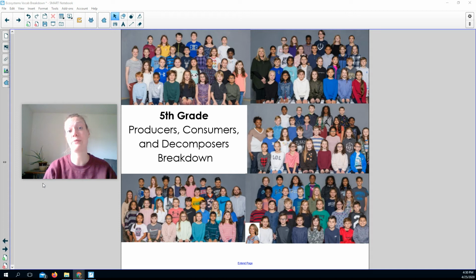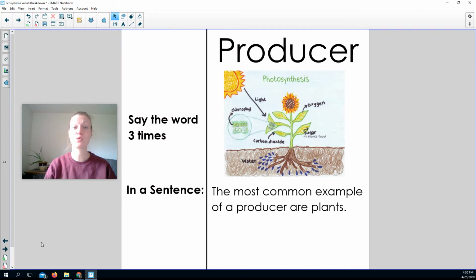Hi, fifth graders. Today we're going to talk about three different words. There's three different types of living things. We're going to talk about producers, consumers, and decomposers. Let's get started. The first word is producer.